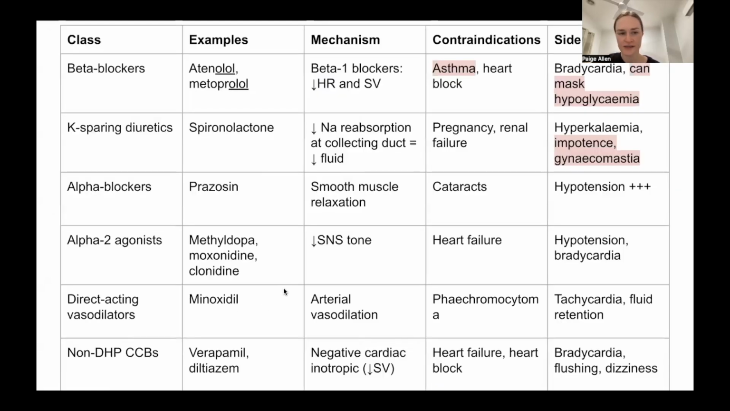These are all of your second line agents. I think the important things are the things that I've highlighted in pink here about when you shouldn't be using them. I think basically everything below alpha blockers aren't really commonly used anyways, but I would say know when to use beta blockers and the potassium sparing diuretics.